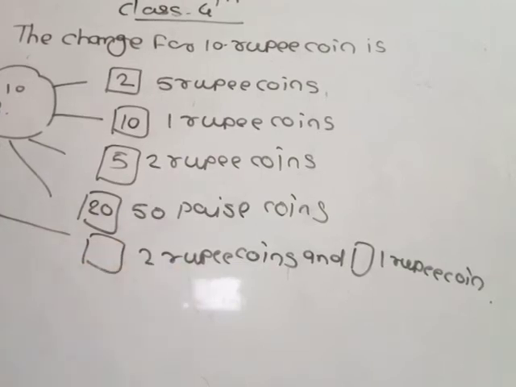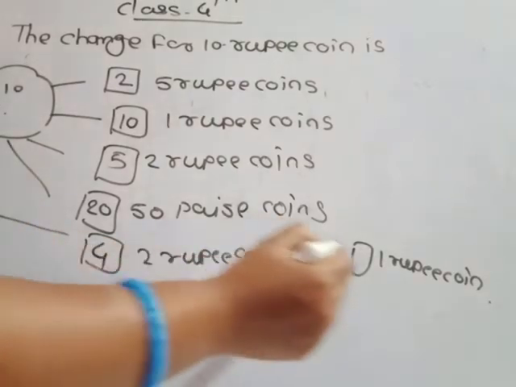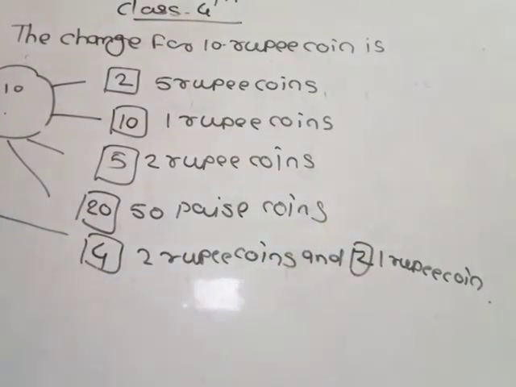Again you take 2 one rupee coins. 8 plus 2 is equal to 10. Then you write here 4 and here 2. 4 twos are 8 rupees, and these 2 add again. 8 plus 2 is equal to 10 rupees. Then next one, see this.